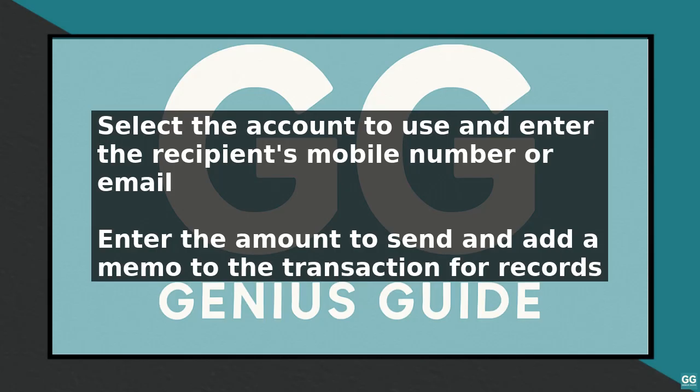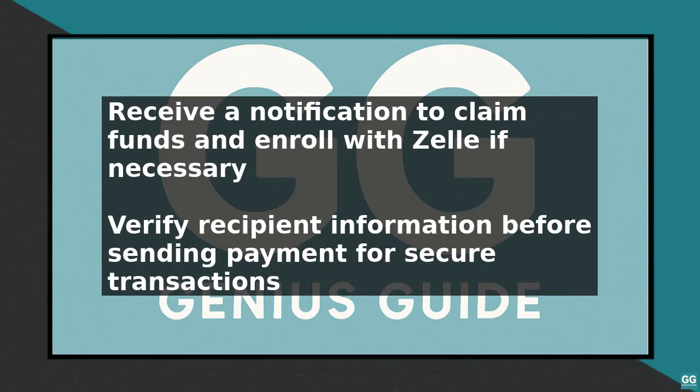To receive money, ensure that your U.S. mobile number or email address is enrolled with Zelle. When someone sends you money, you will receive a notification with instructions on how to claim the funds. If you have not already enrolled, you will be prompted to do so.